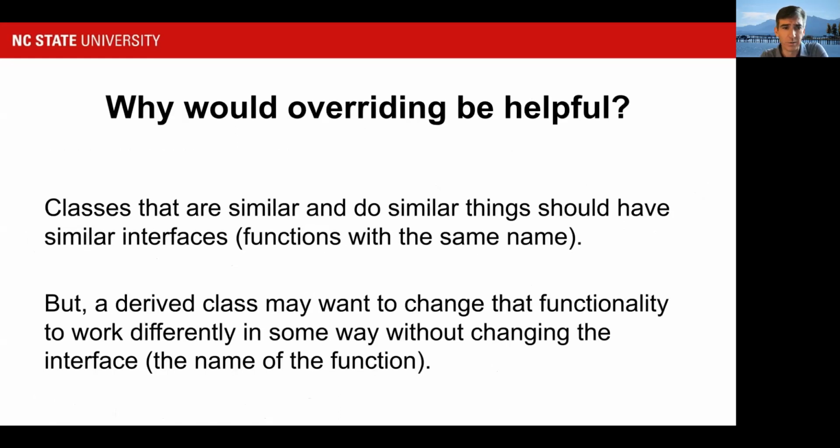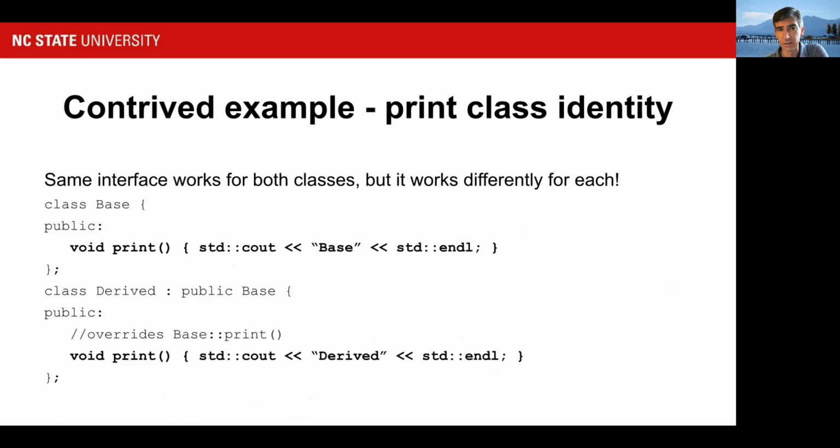Okay, so why would overriding be helpful? Well, classes that are similar and do similar things should have similar interfaces, like functions with the same name. But a derived class may want to change that functionality to work differently in some way without changing the interface. Well, let me show you a little example of that. Let's say both the base and derived class have a function print. And when I print the base class, I should print something that makes sense for the base class. And when I print in the derived class, I should print something that makes sense for the derived class. I don't want my derived class print to be identical to my base class print. That's probably not helpful or useful.